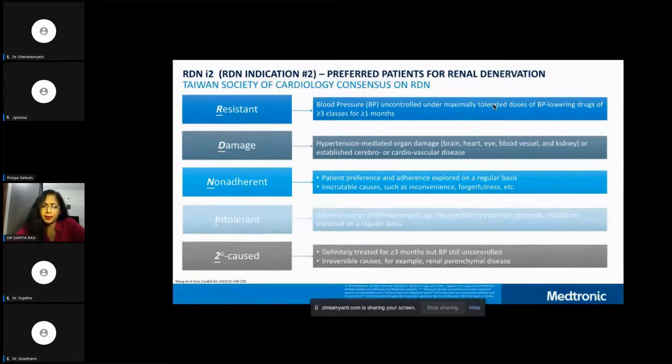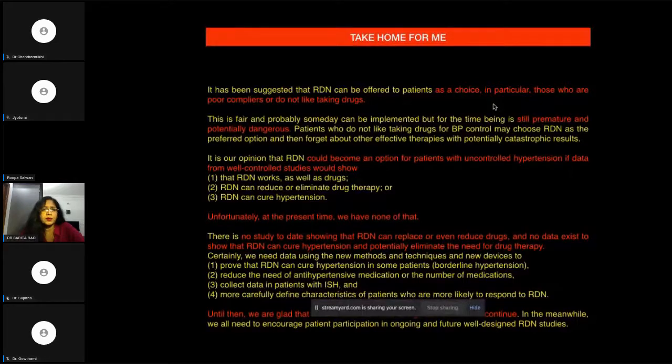Again, for patients who have hypertension-mediated organ damage or established cerebrovascular disease. Third is for the non-adherent patients, where patient preference and adherence are an issue on a regular basis, for inscrutable causes such as inconvenience, forgetfulness, etc. Again, also for the intolerant patients who have adverse events of BP-lowering drugs, and then secondary causes that are definitely treated for greater than 3 months, but the blood pressure is still not in control, and irreversible causes such as renal parenchymal disease.